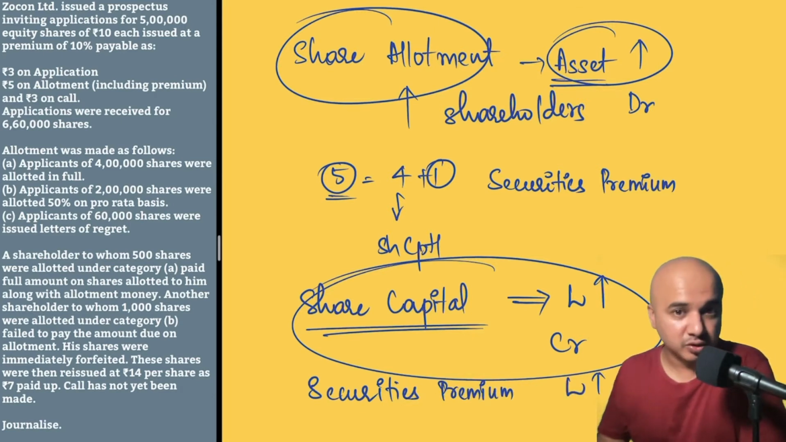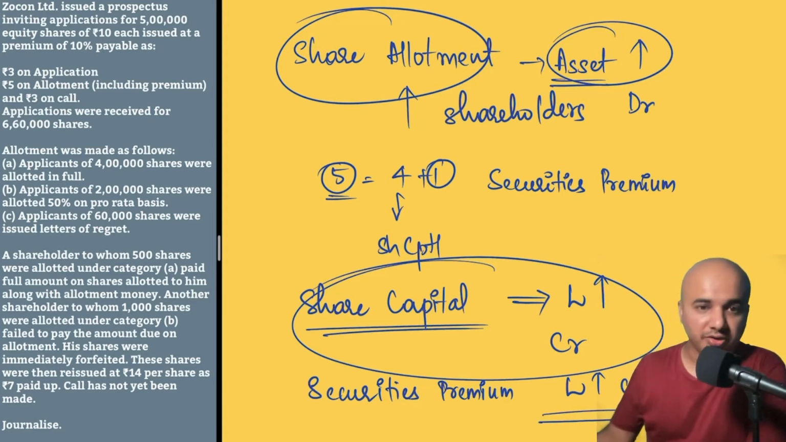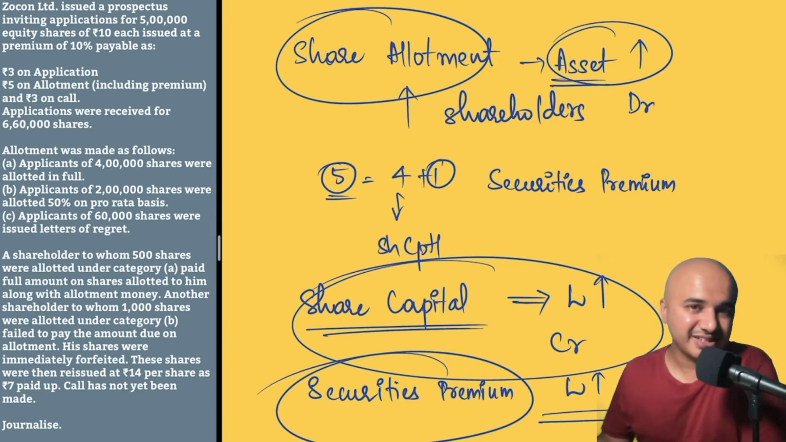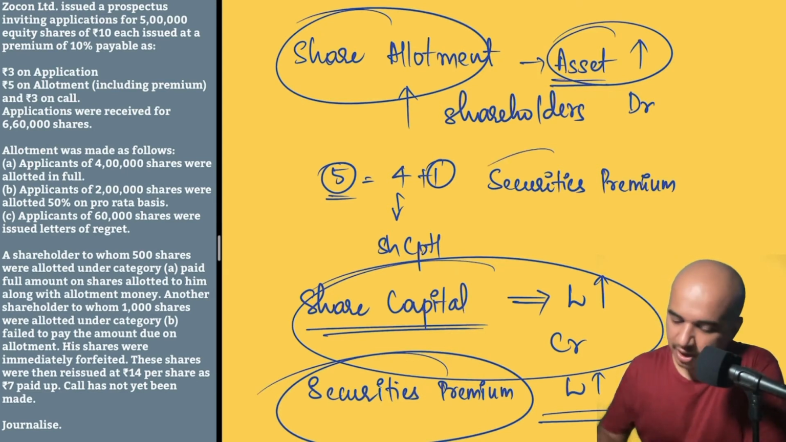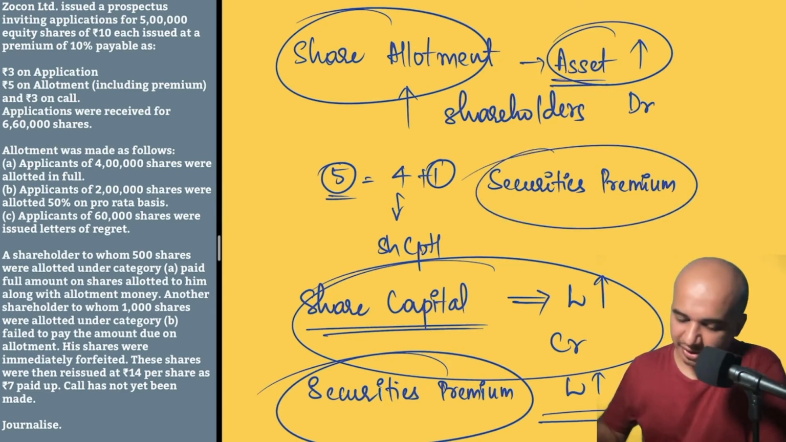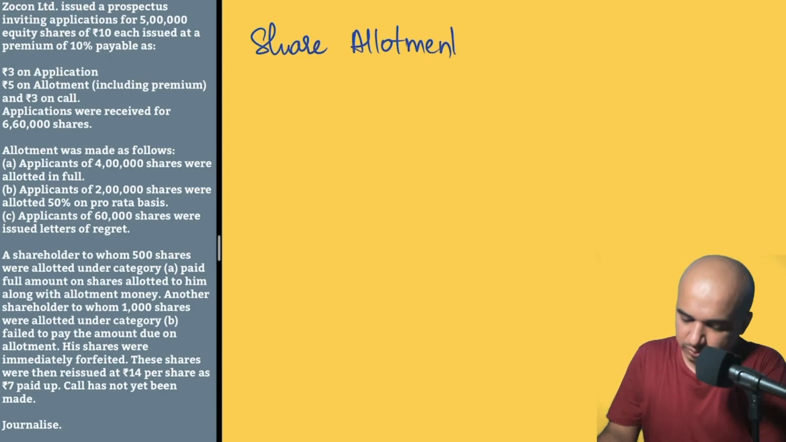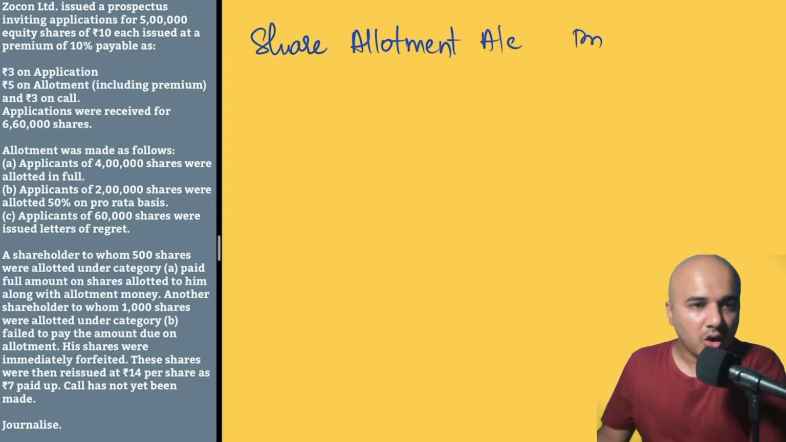So that liability is also increasing. Separately, we'll have to record that. So increase in that liability. So one more account will be created, that is the securities premium account. Anyway, let me write down the journal entry. Share allotment account debit, increase in asset. Now how much is the allotment amount which is due?